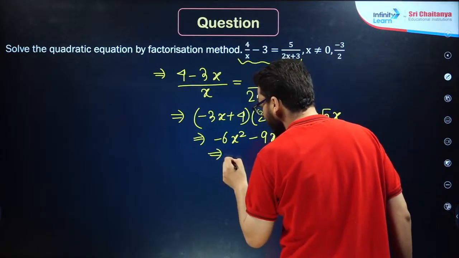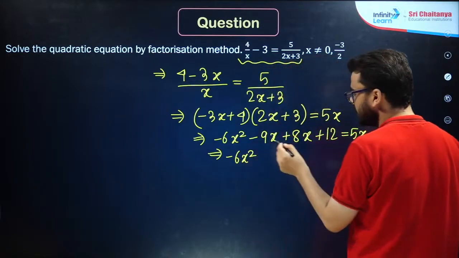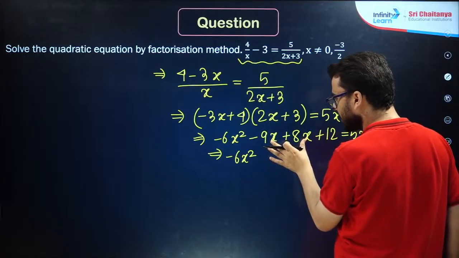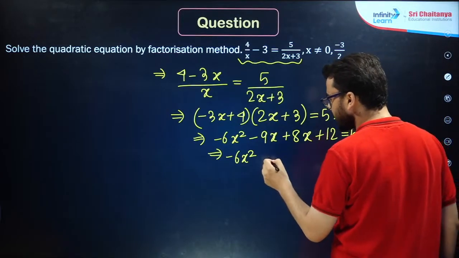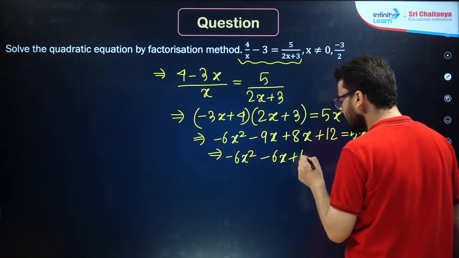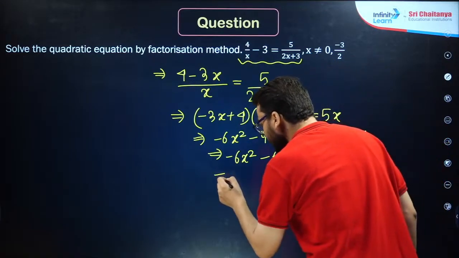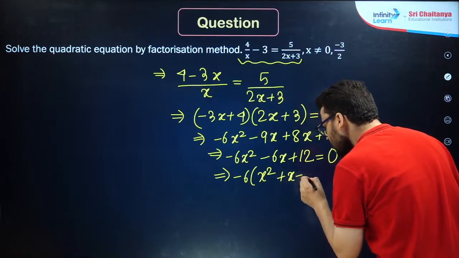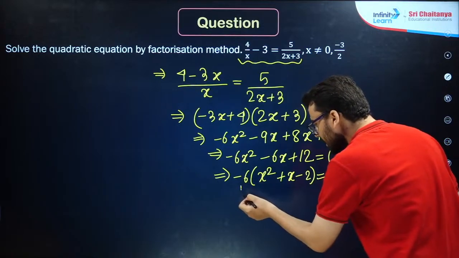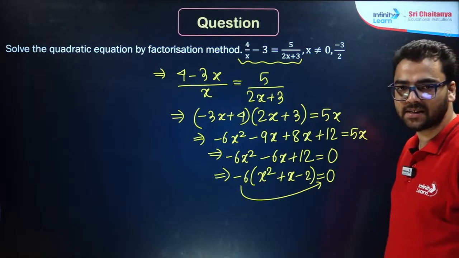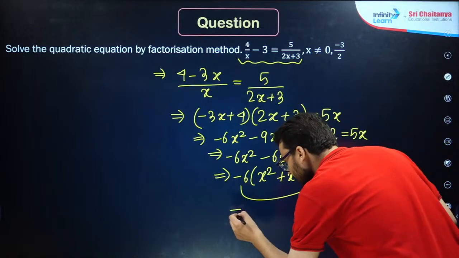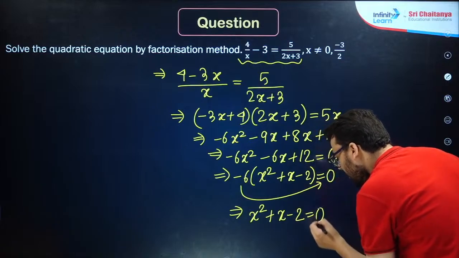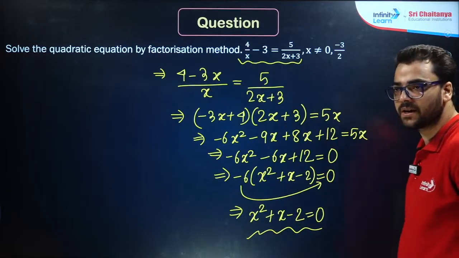If you further simplify, you'll get minus 6x square. This is x only, and if you take this on the other side, sorry, this is minus x, right? This is minus x minus 5x, that is minus 6x plus 12, that is equal to 0. Now in order to find the roots, you can take minus 6 as common. So you'll get x square plus x minus 2 that is equal to 0. So you can take it on the other side. 0 divided by minus 6 is 0 only. So over here you will get x square plus x minus 2 that is equal to 0. Now this quadratic equation you can solve using splitting the middle term.